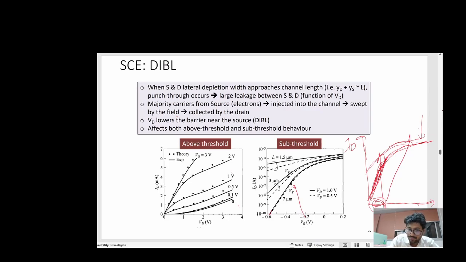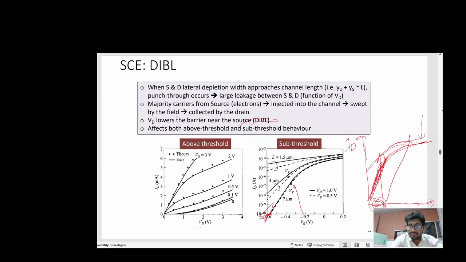Can you see this? If the channel length is sufficiently large, then the minority carrier leakage current will be less due to drain induced barrier lowering. There are two types of leakage current.